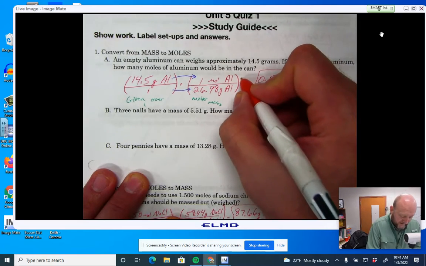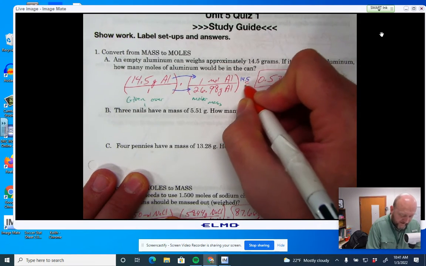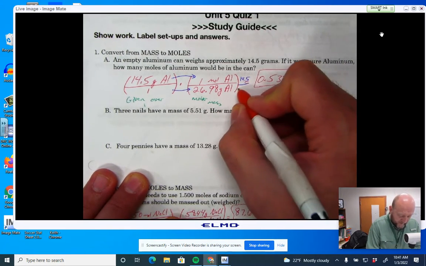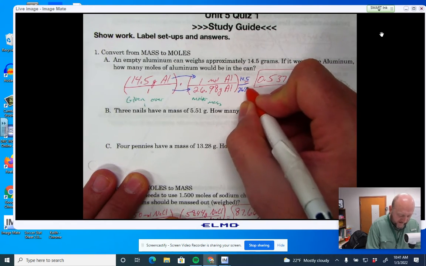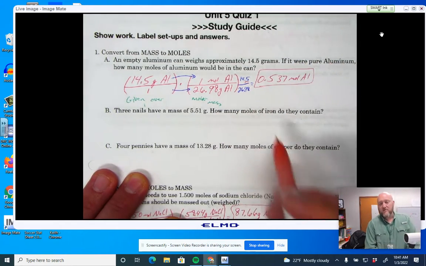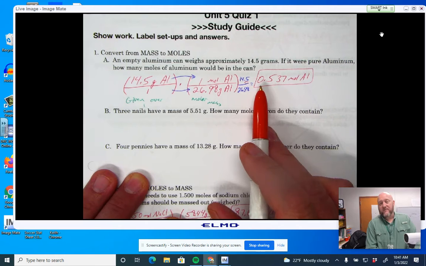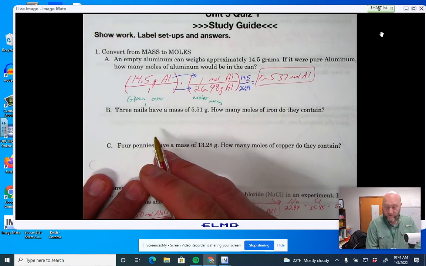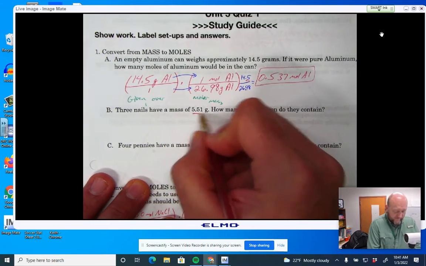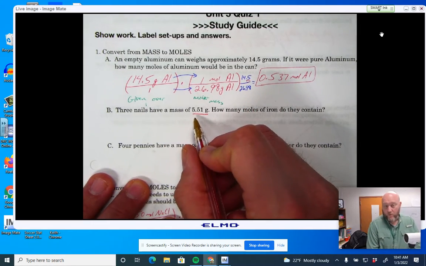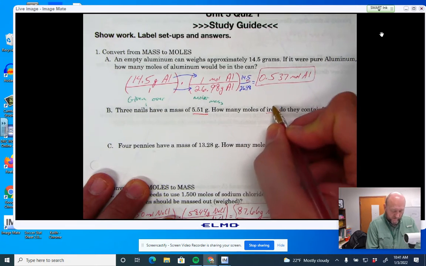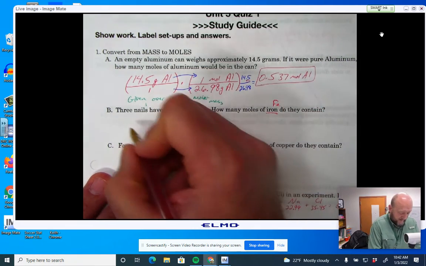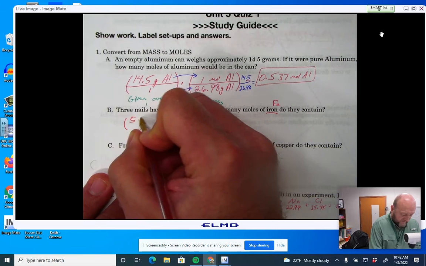If we multiply across the top, of course, we get 14.5. Multiply across the bottom, 26.98. And when we divide those, that's how we get 0.537 moles of aluminum. So with that in mind, let's take a look at letter B. Letter B, you are given 5.51 grams of iron. Iron, that's Fe. So let's go ahead and set that up.